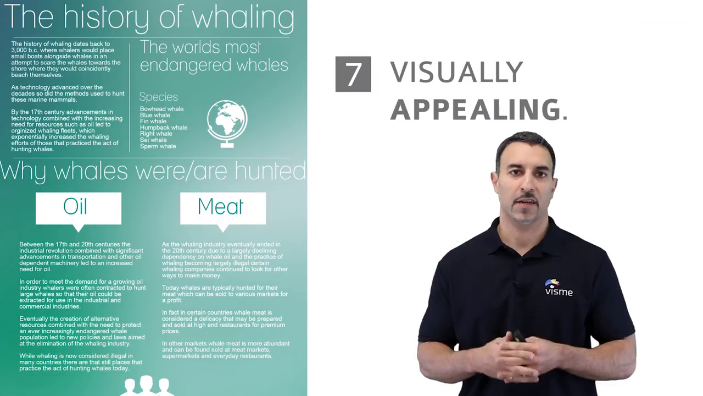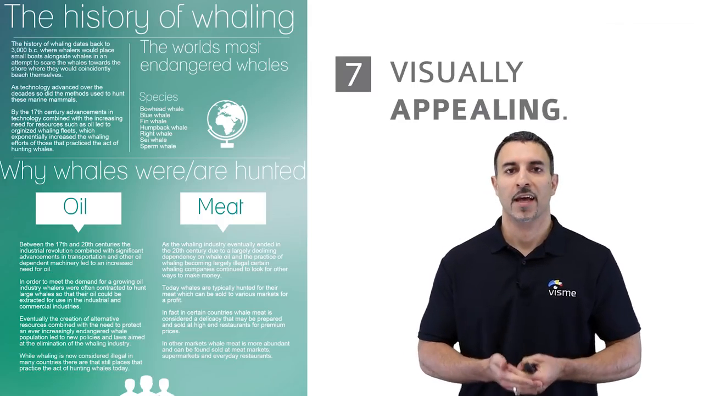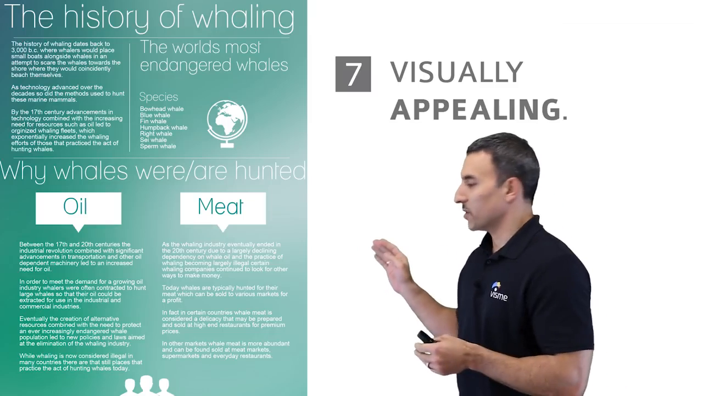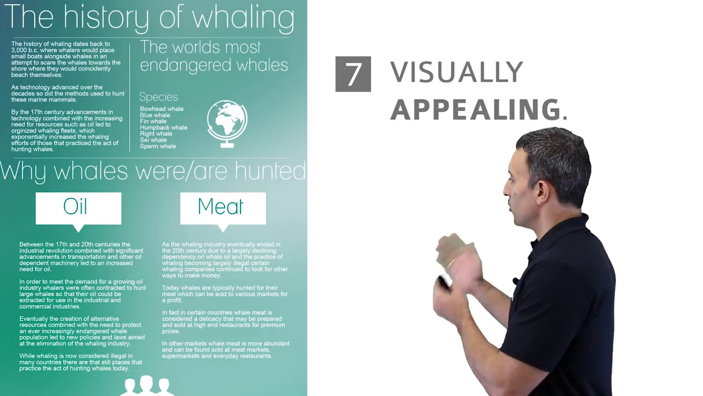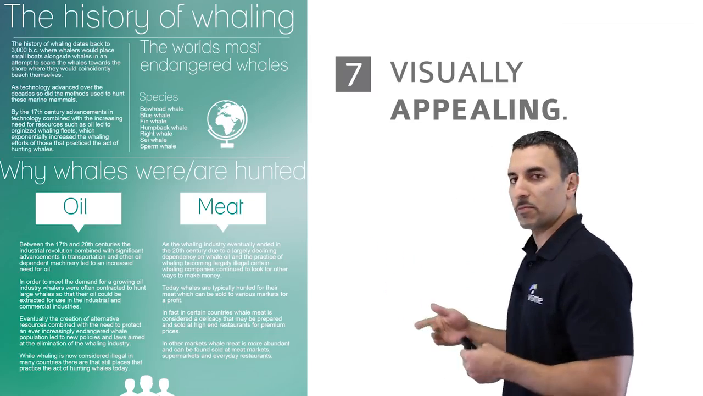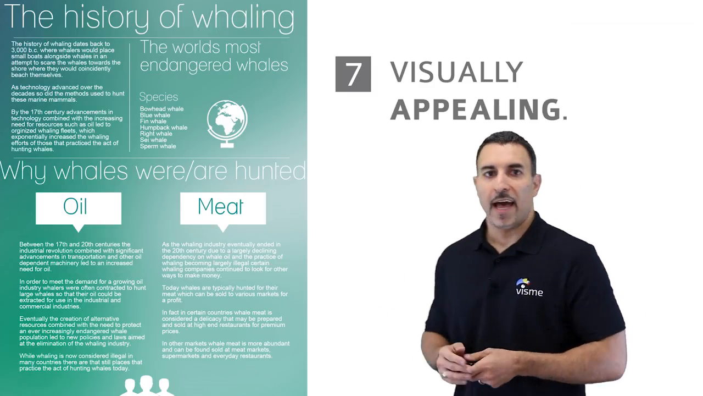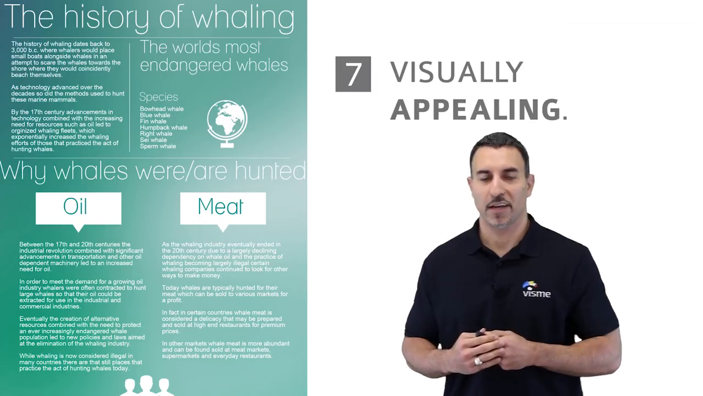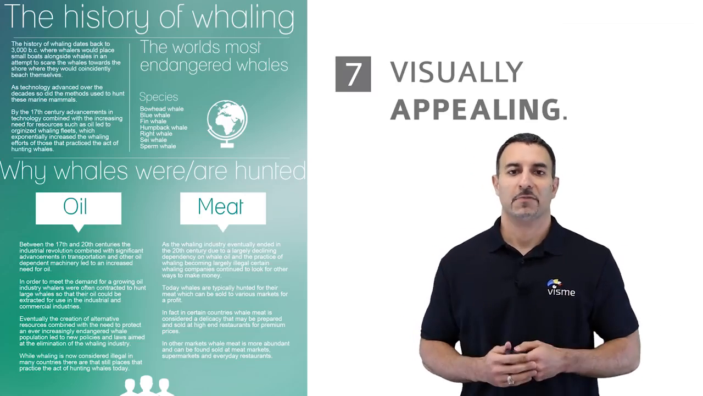Now, let's talk about 7. It should be visually appealing. And that's a very common mistake amateurs make. There is no visual appeal to this design. There's way too much text, and it kind of looks like maybe it's a page out of a book. And that's a big fail, and it's a big no-no when it comes to creating compelling infographics.